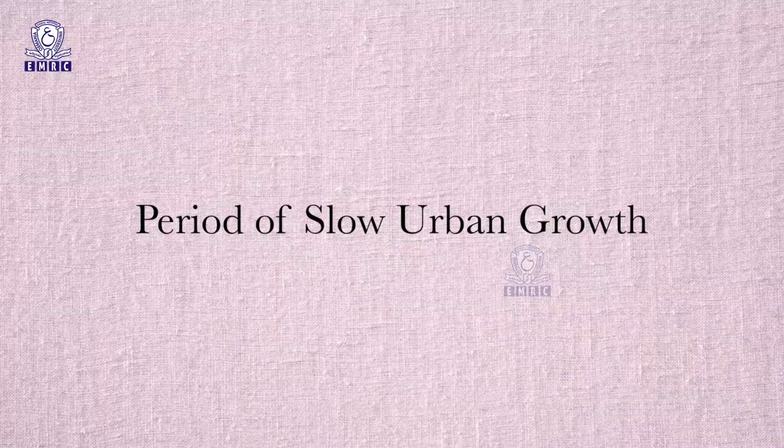Period of slow urban growth. The period from 1881 to 1931 may be termed as the period of slow urban growth.